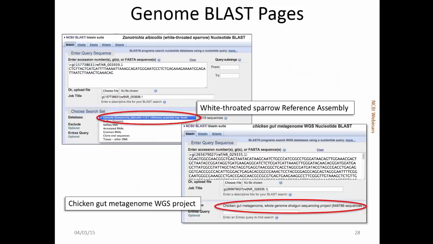We're very busy annotating eukaryotic genomes. So for example, the top page here on the left, if you go to the white-throated sparrow page, you're going to get the reference assembly, and these are basically the chromosomes of that organism. This is the one we'll actually use today, the chicken gut metagenome WGS project. You can also find that in the organism selector there on the genome page. These are going to be contigs, but still, you can search them directly using this interface. It's a lot easier than searching the WGS database on the NCBI basic BLAST page.